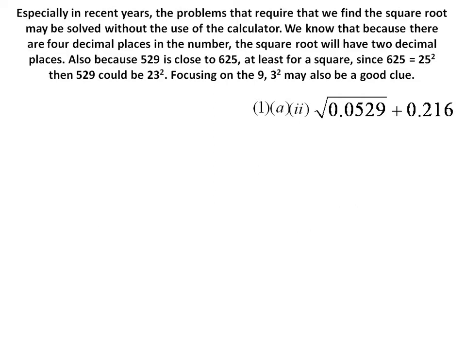Now we have 4 decimal places right there. Taking half of 4 is 2, so the answer should have 2 decimal places. Also, because 529 is close to 625, we may say that is not so close. Well, at least for a square, they are very close if we are talking about squares, because if we square 20, we get 400. If we square 21, we get 441.